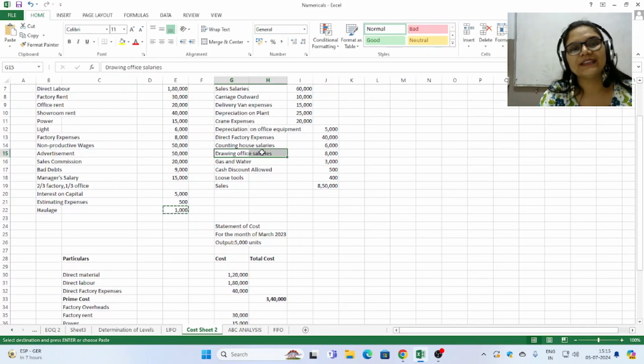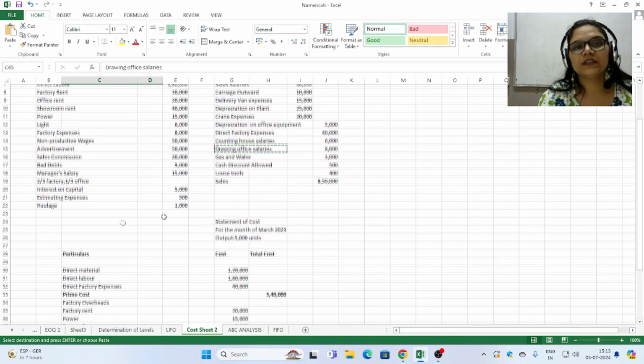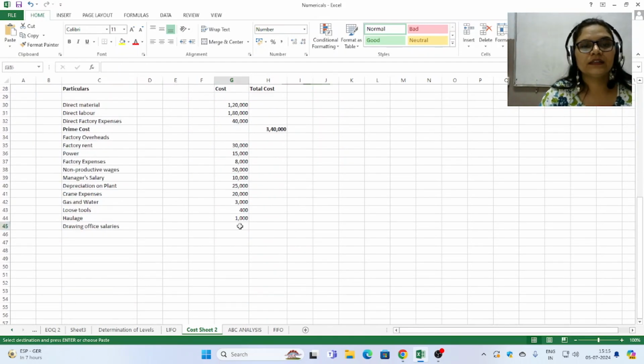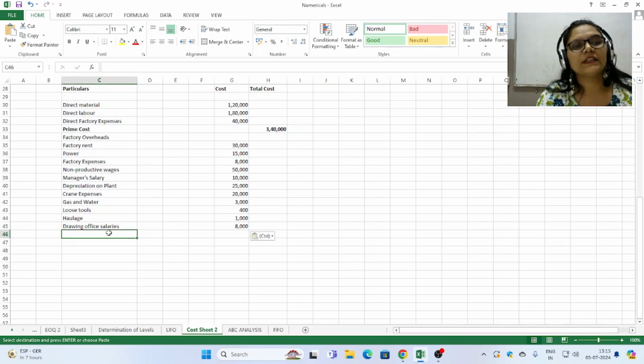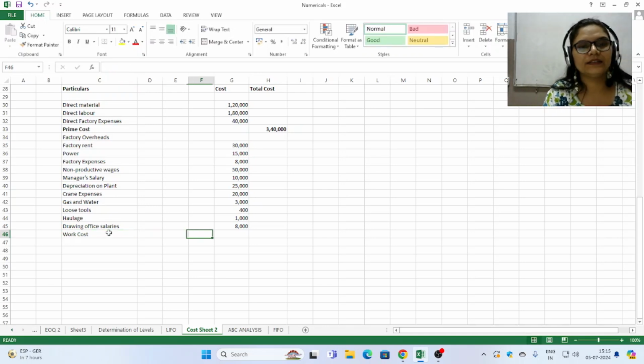Now, after adding factory overheads and prime cost, another expense we also left, that is drawing office salaries. Drawing office salaries is basically paid to the engineers of the factory building, so it will be recorded under your factory overheads. It will be 8,000 rupees. And when prime cost and factory overheads are added, we get the work cost.